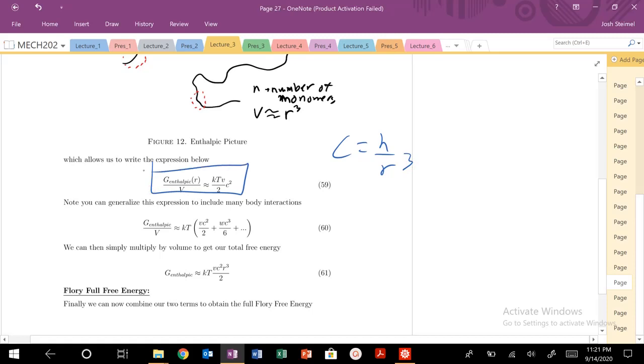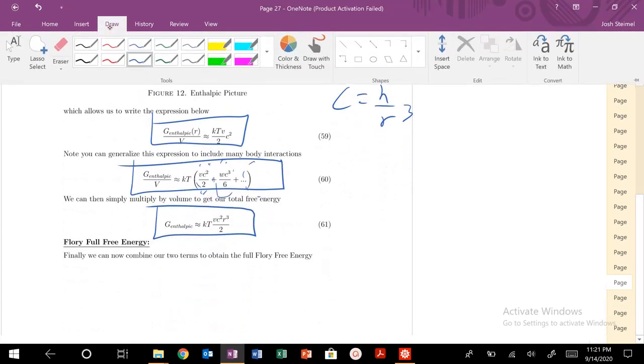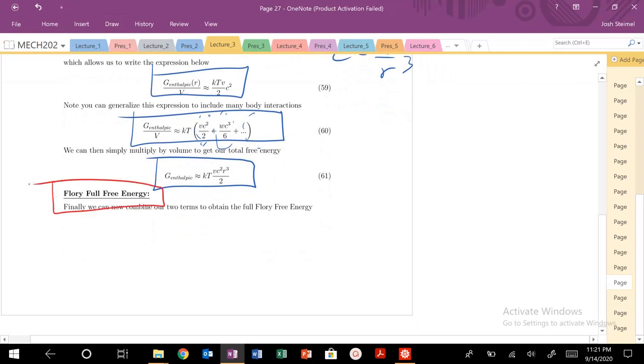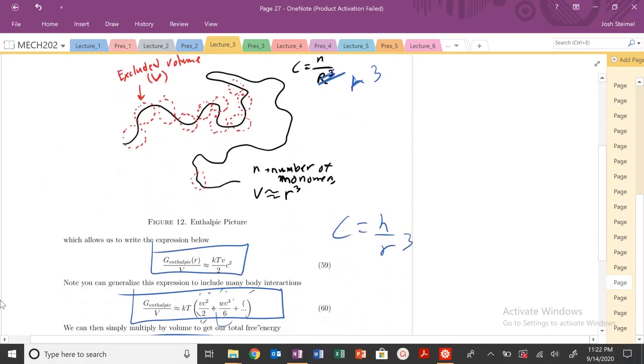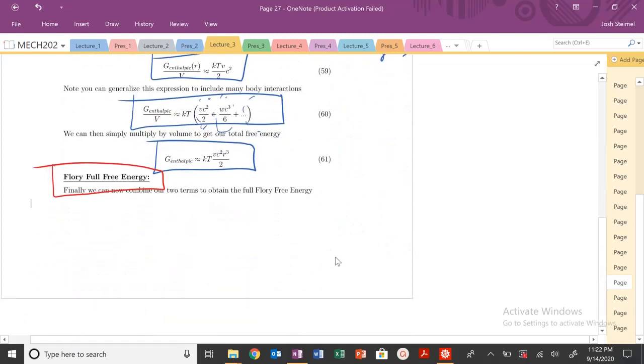So we just looked at two-body interactions, monomer-monomer interacting. You could do three-body, four-body interactions, and you could get this expression over here. You could simplify it, multiply out by volume, and then you will get an expression like this, only counting the second-order interactions. So that's your enthalpic contribution to your Flory free energy. Next time we are going to combine our terms and look at the full Flory free energy. Let me know if you have any questions about the enthalpic contribution. Thanks. Bye.